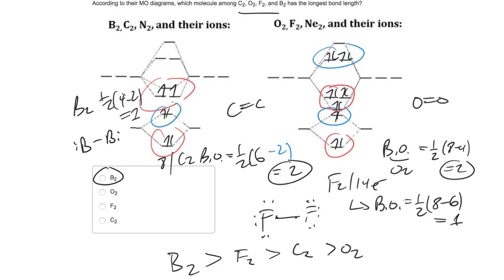So single bond's longer, double bond's shorter, triple even shorter. And then if we have two bonds of the same type, if we're comparing two single bonds or two double bonds, we can just look and ask the question, which atom's just bigger?